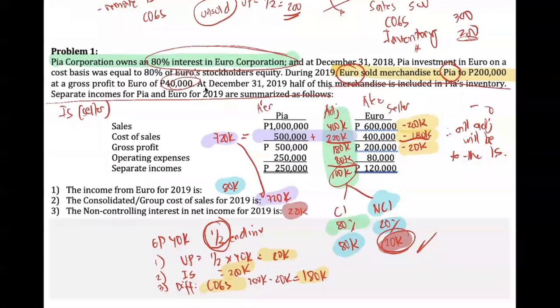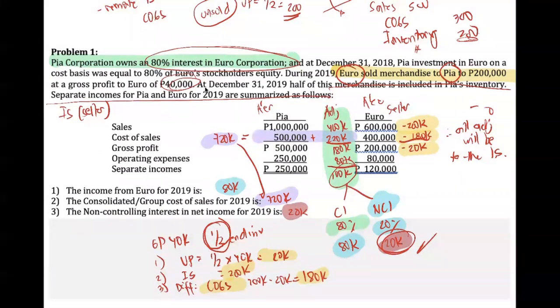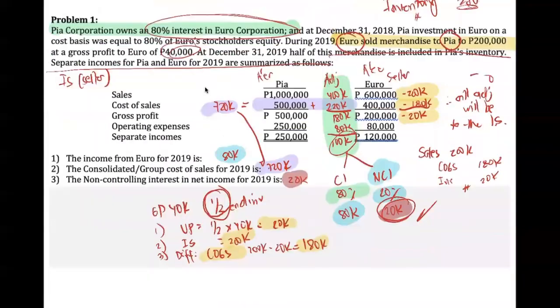Okay? First example natin as to our intercompany inventory. What is our entry then for our elimination? You debit sales. You remove the sales, 200. You deduct from the cost of goods sold, 180,000 pesos. And you reduce the inventory based on our 20,000 unrealized profit. Okay? Take note, all adjustments will be to the intercompany seller.